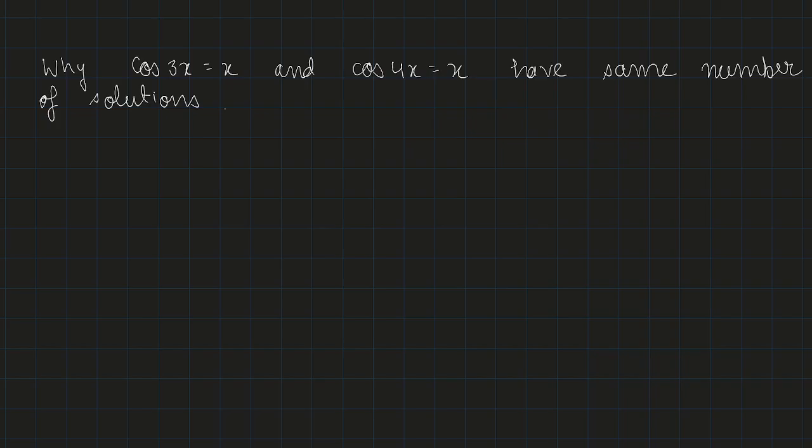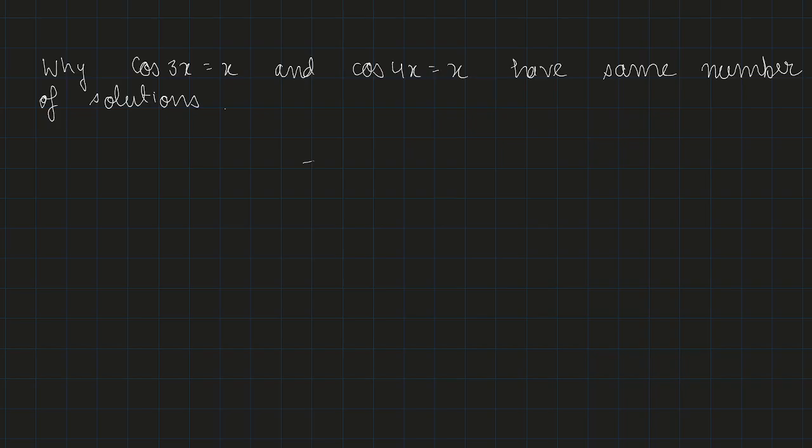Okay, so we have already seen how to count solutions of equations like cos x equals x and cos 2x equals x, right? Today, I want to show something deeper, and that is why cos 3x equals x and cos 4x equals x have the same number of solutions.